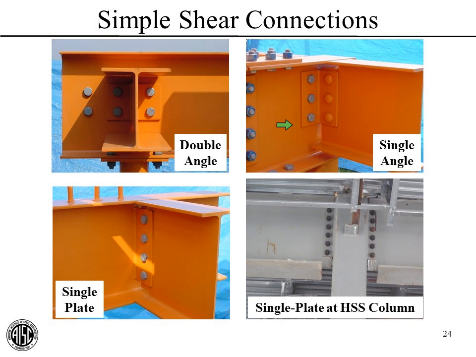Note in these sculptures, the bolts that are painted, like these, are the ones that would be installed in the shop, and the unpainted ones are the ones that would be installed in the field. Okay, single plate connections. In this example, you can see that there's a plate that's just welded to the girder, and then a beam web bolts to that plate in the field.